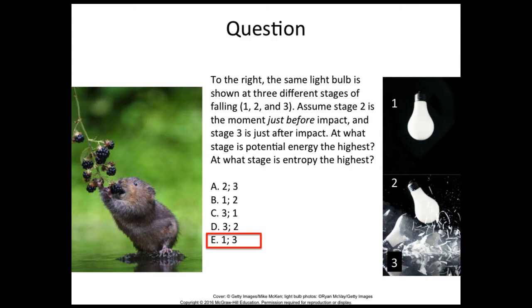the final choice. That is to say, choice 1, which is where that light bulb is falling through the air, but it is not moments before impact. That is where the potential energy is the highest. And then where that light bulb is exploded into a million little pieces, that is where entropy is the highest.